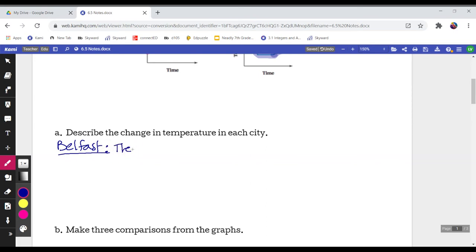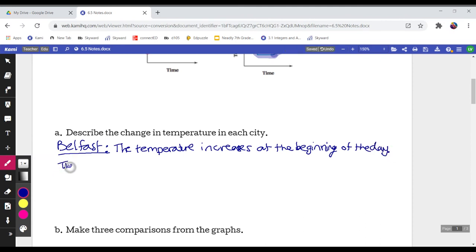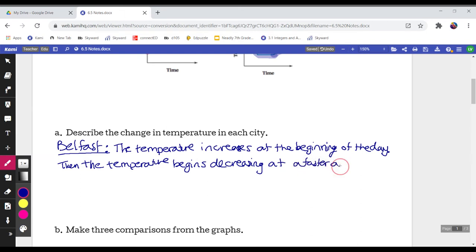For Belfast, the temperature increases at the beginning of the day, then the temperature begins decreasing at a faster and faster rate for the rest of the day.